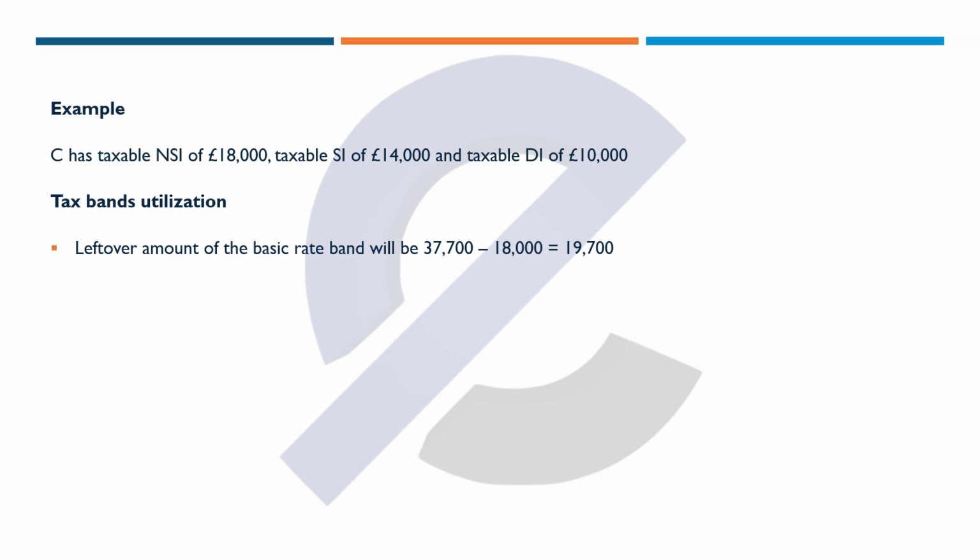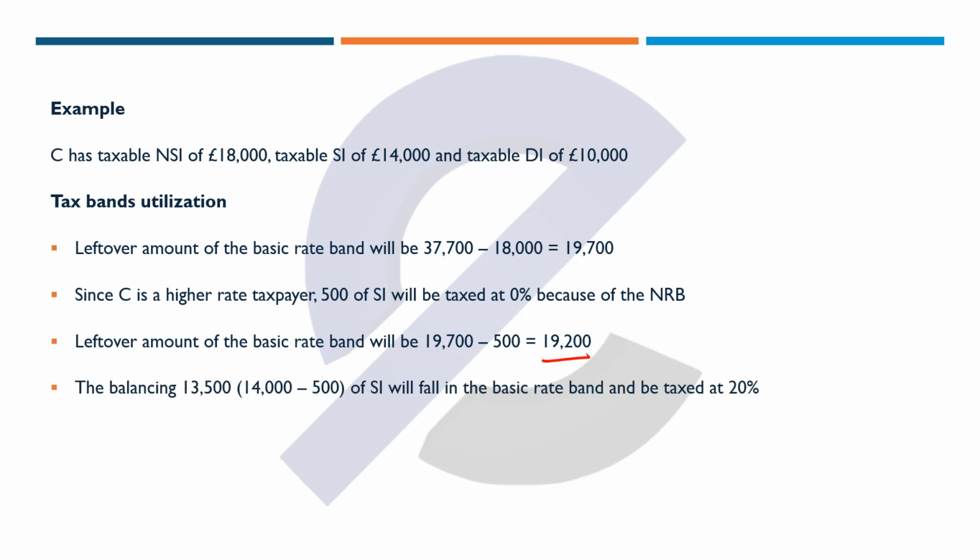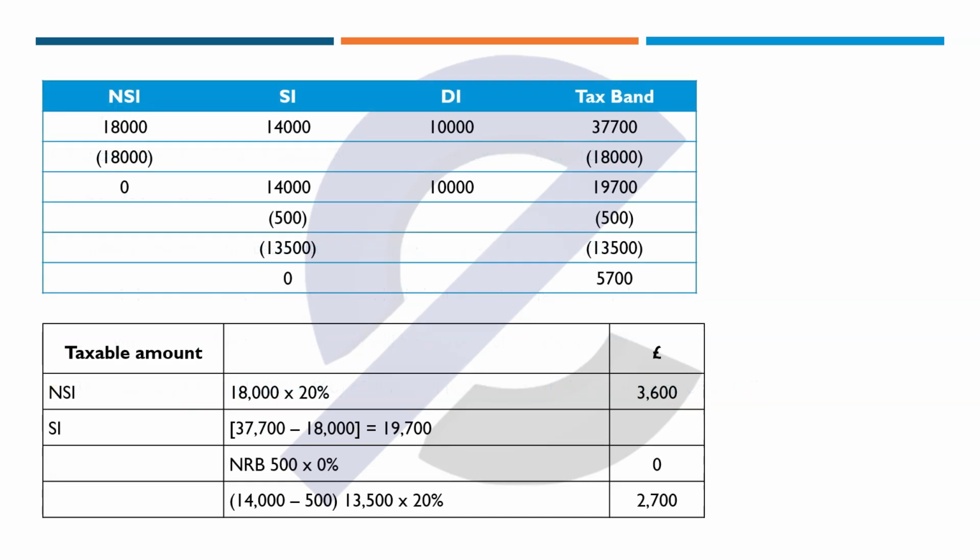Being a higher rate taxpayer, C will now get the £500 nil rate band on savings income, and you need to remember that the nil rate band amount also utilizes the tax band. So the unutilized basic rate band amount will now be £19,200, and the £13,500 of the untaxed saving income will fall in the basic rate band and be taxed at 20%, giving rise to a tax charge of £2,700.